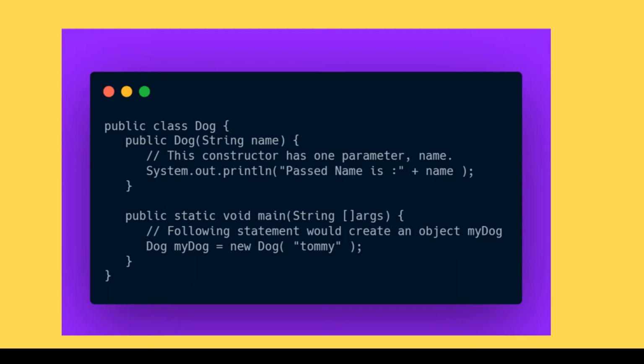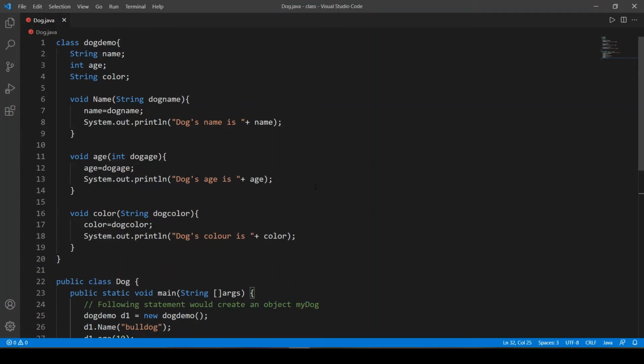So now we will see one example code. So let's move on to the code screen. Okay, so let's begin. As you can see here, we have made class DogDemo. It is showing states and behaviors of dogs, like dogs have name, dog has age, dog has color.